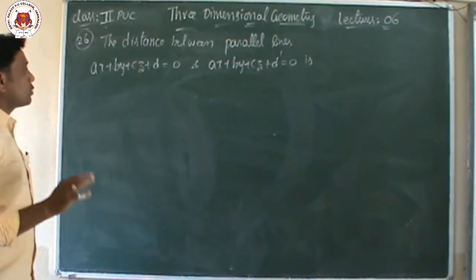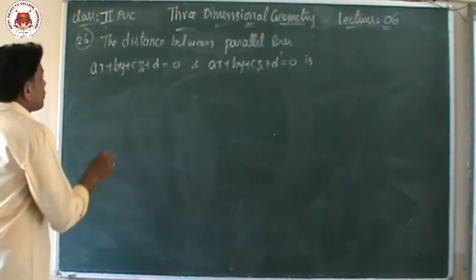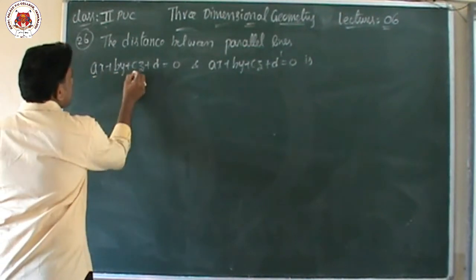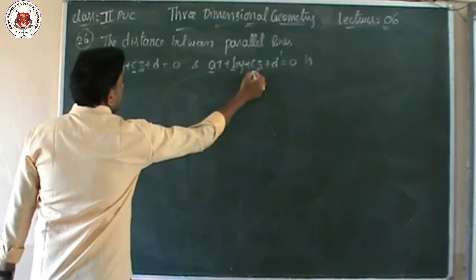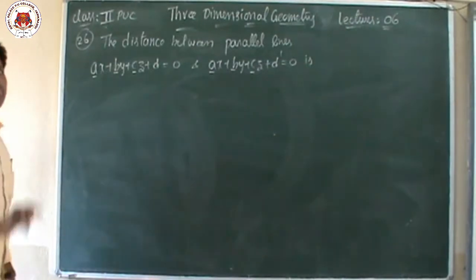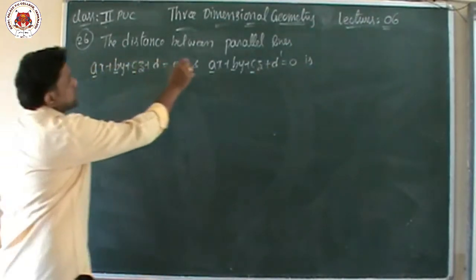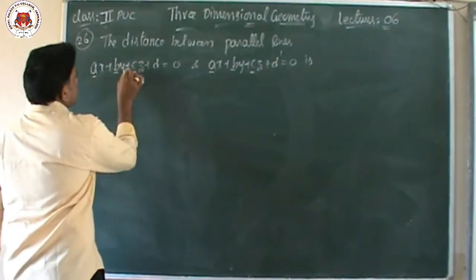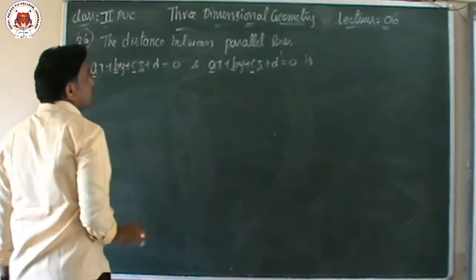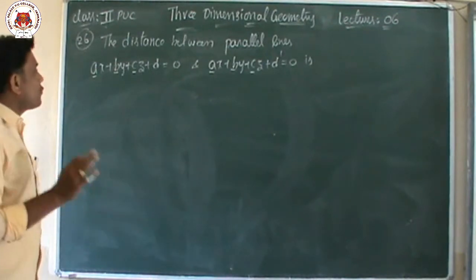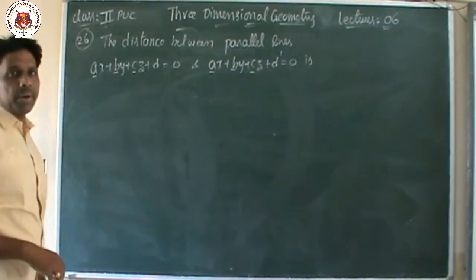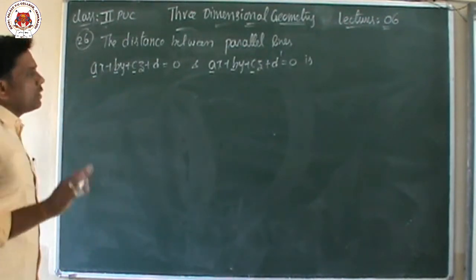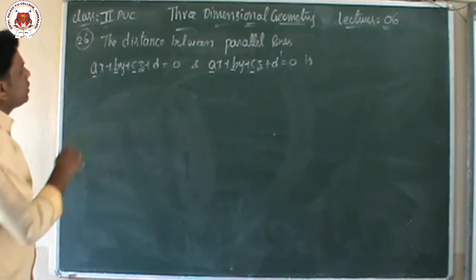First of all, we have to check. A very important point here: the x, y, z coefficients must always be the same. That is the first very important point while finding the distance between parallel planes. Here also the x, y, z coefficients must be the same. If not, then you have to multiply. On that model we will also discuss one more problem, but first we will do this one.